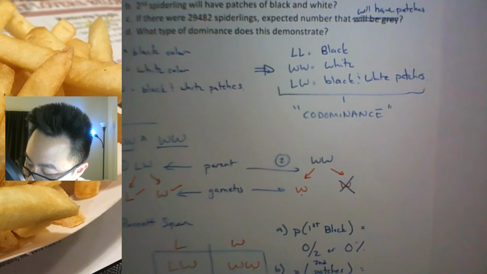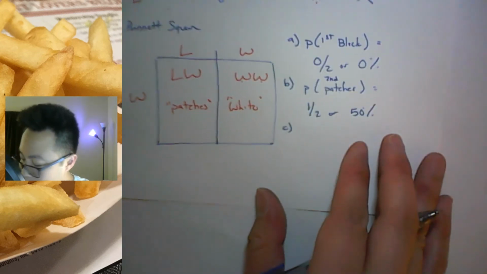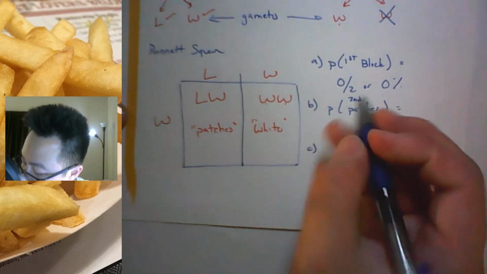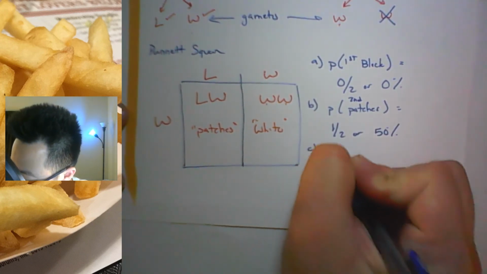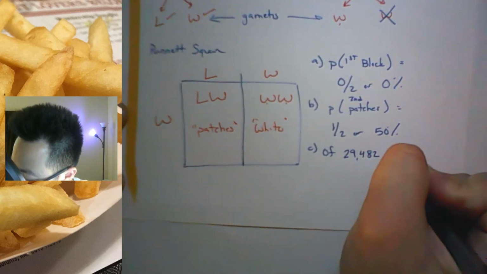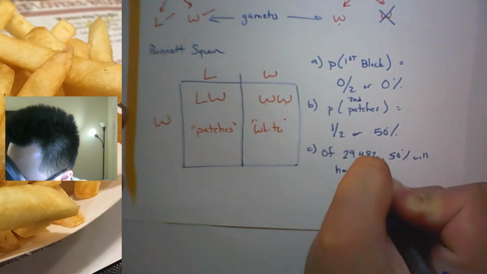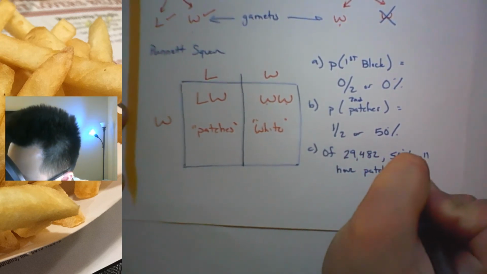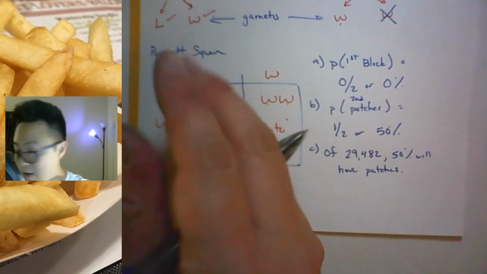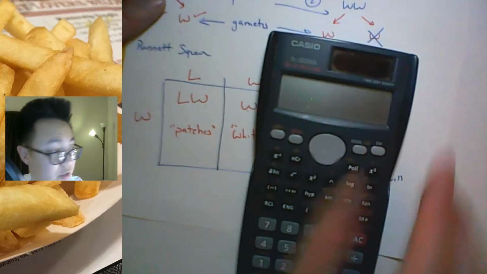C, if there were 29,482 spiderlings, how many are expected to have patches? Well, according to our probability for patches, it's 50%. So we want to take 29,482, 50% will have patches. But that's not the answer to the question. I asked you what's the expected number. So I need to get my calculator and get 50% of 29,482.